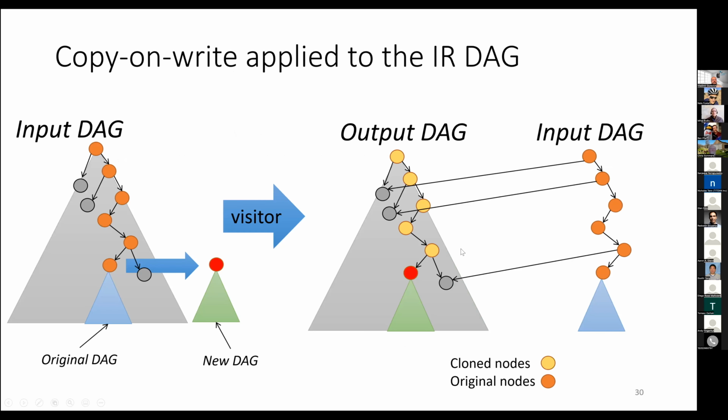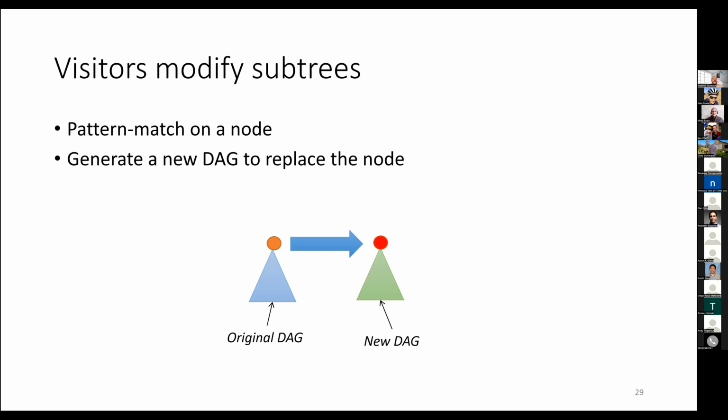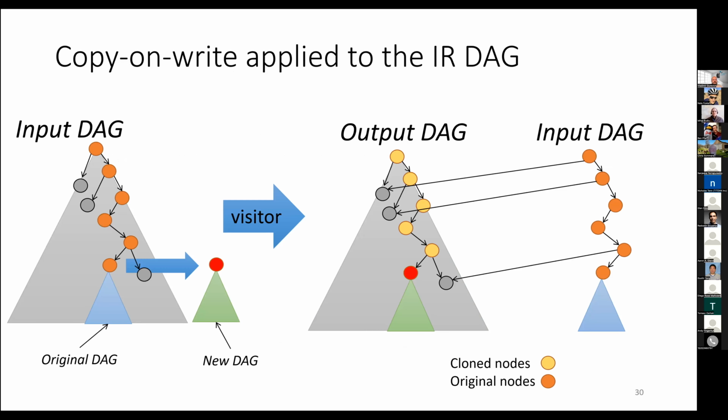Now, the visitor pattern will actually apply this to a whole tree for you. So in this picture, the blue tree is the blue tree we had on the previous slide, right? So you see blue goes to green. And now this blue tree happens to be a subtree of this big gray input DAG. And this orange path is the sequence of nodes you need to traverse from the root to reach this particular subtree. Or one of the sequences, if you remember, there could be multiple paths to reach a specific node.